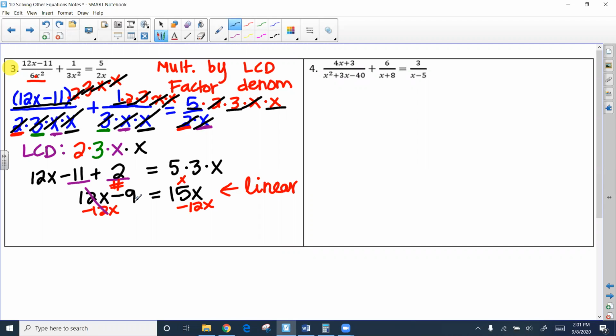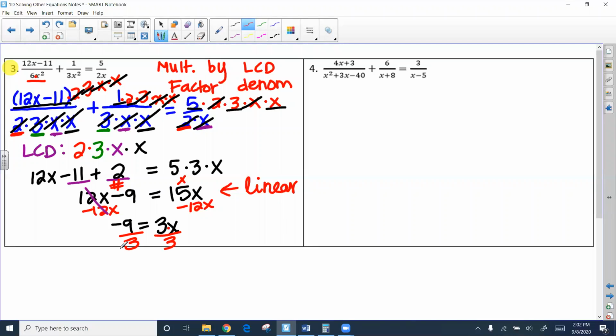So on the left side, that'll get rid of the 12x, and I'll just be left with negative 9. On the right side, I have 15x minus 12x. Okay, and that's going to give me 3x. And then I need to get rid of the 3 that's in front of the x, or multiplied by the x. So to get rid of this 3, I'm going to divide by 3.